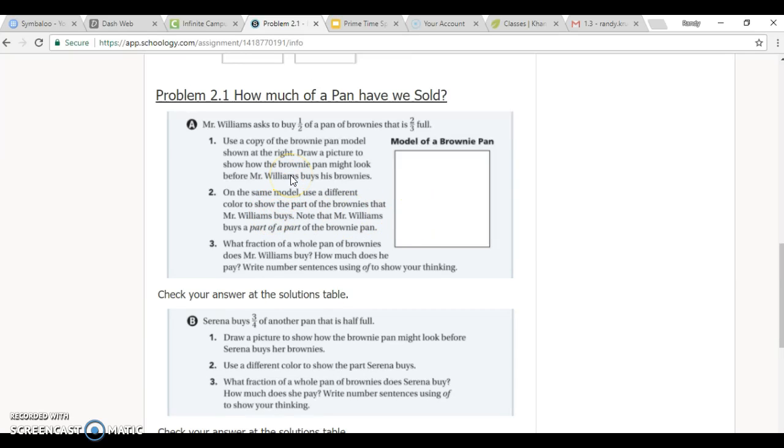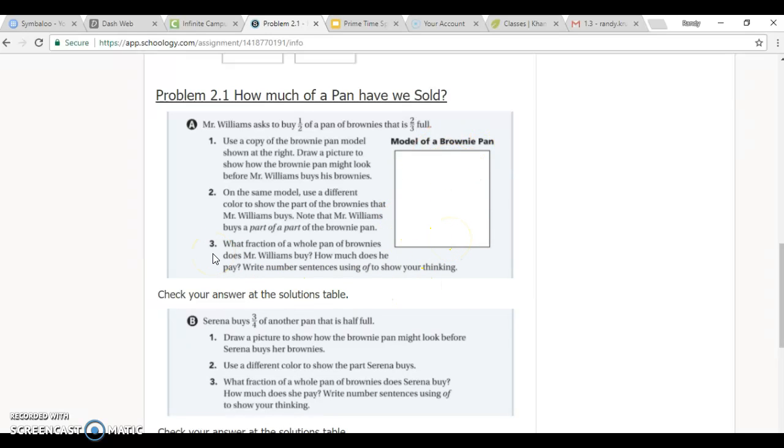Draw a picture to show how the brownie pan might look before Mr. Williams buys his brownies. On the same model, use a different color to show the part of the brownies that Mr. Williams buys. Note that Mr. Williams buys part of a part. So you're going to be showing that with a picture.